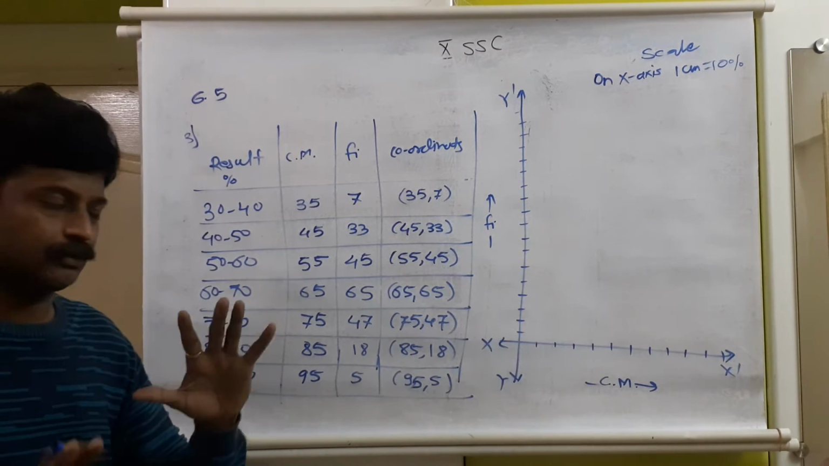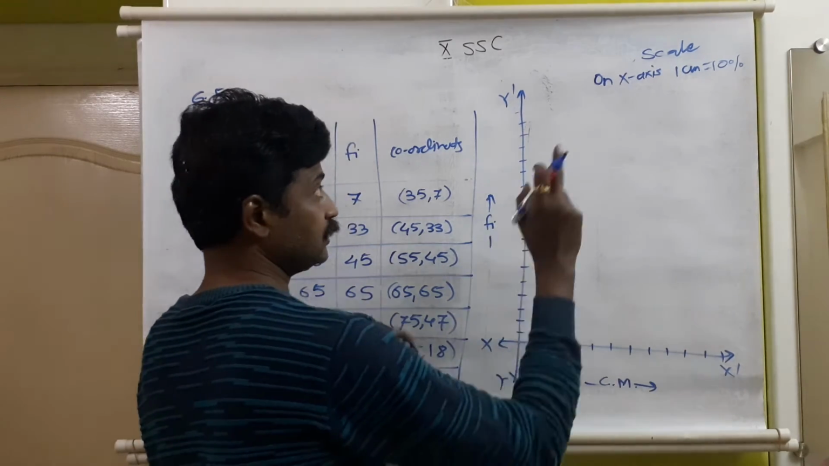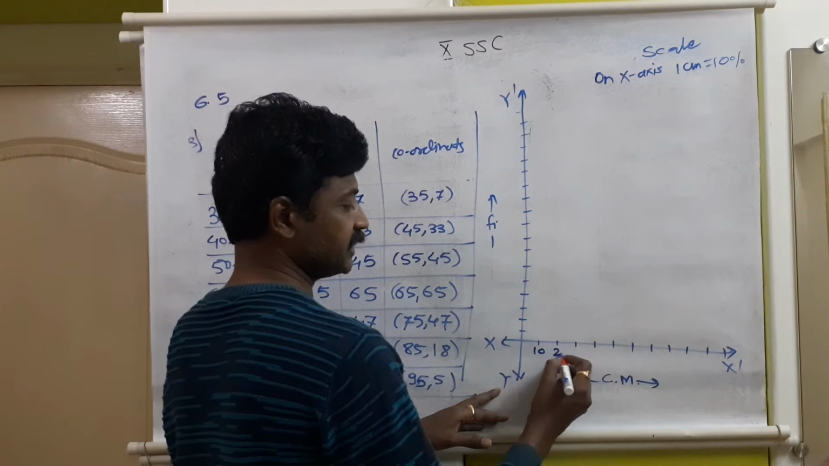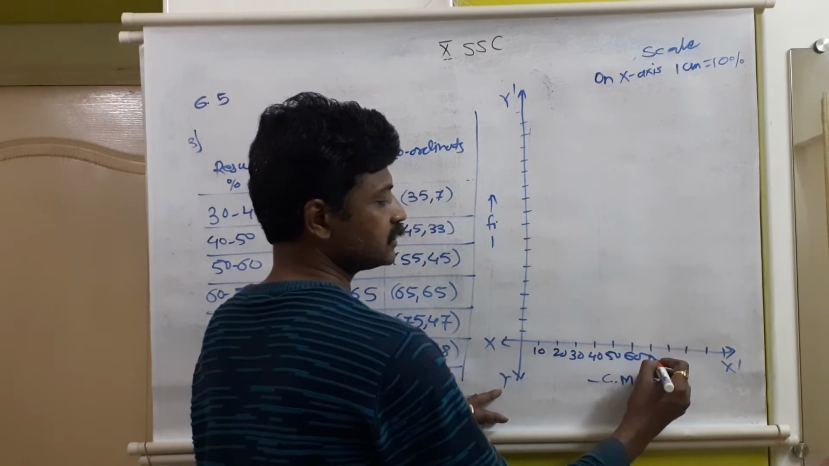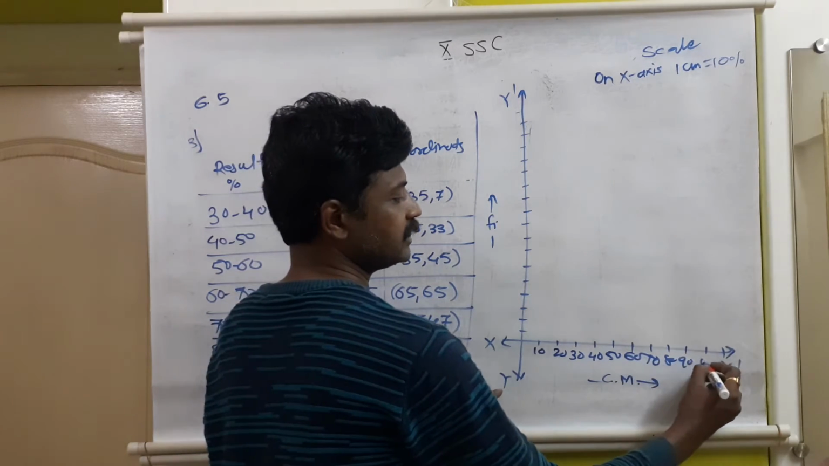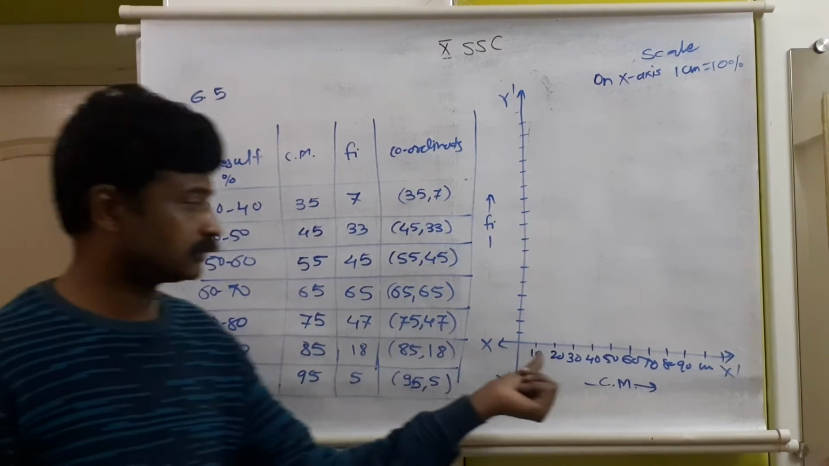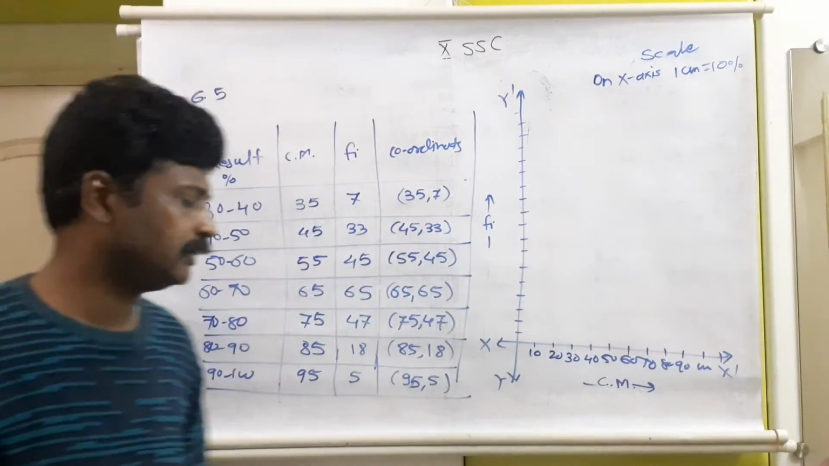So we start with 0. No matter, the kink sign will not be put. So every unit is equal to 10. So if it starts with 0: 10, 20, 30, 40, 50, 60, 70, 80, 90 and 100 as per requirement. Now we have 35, 45. So 35 will be here, 45 will be here, 55 will be here. That will not matter.